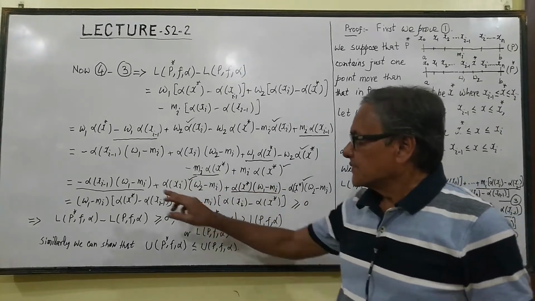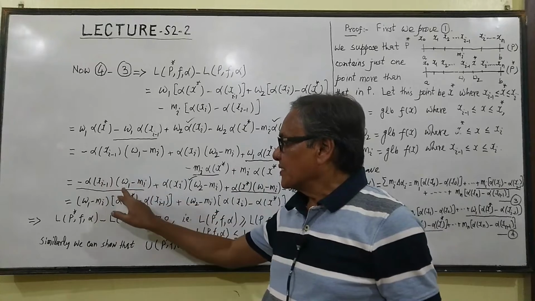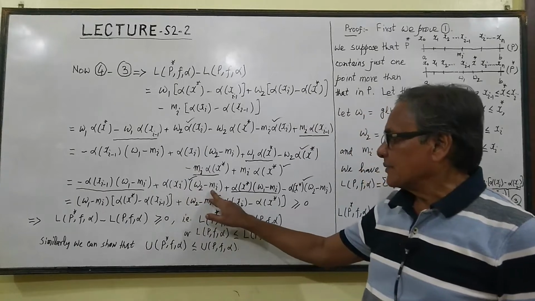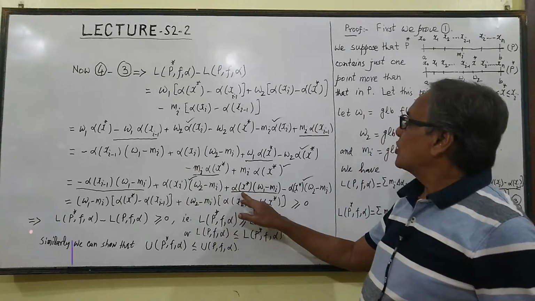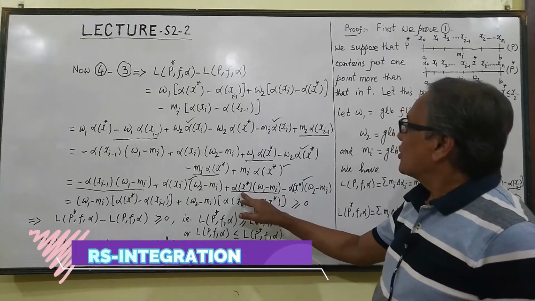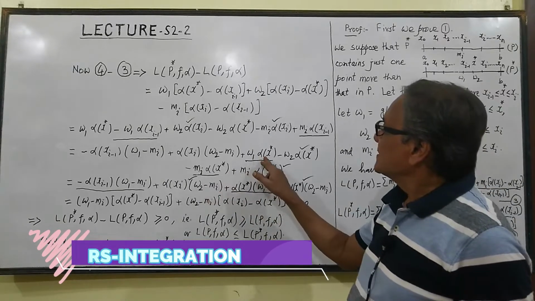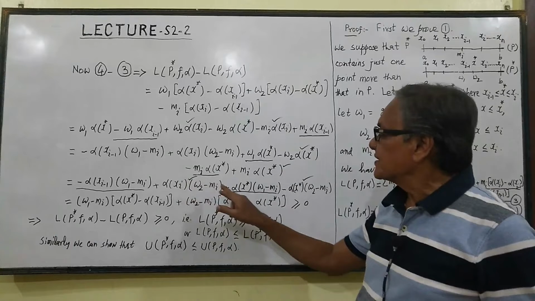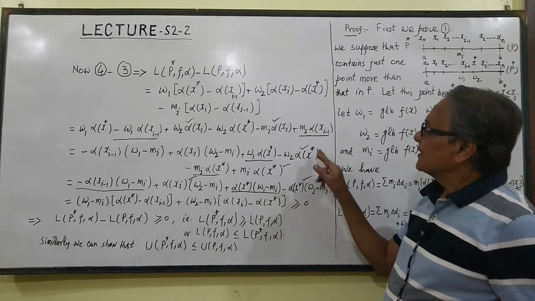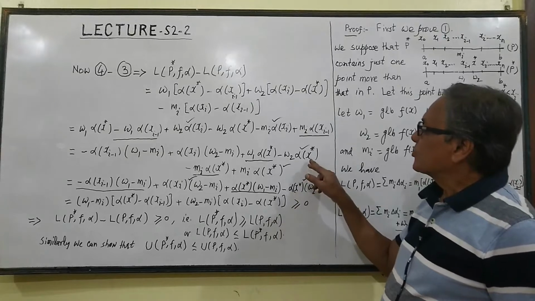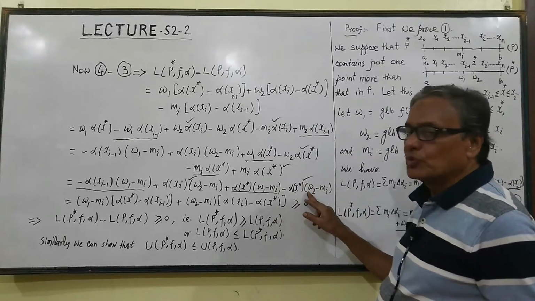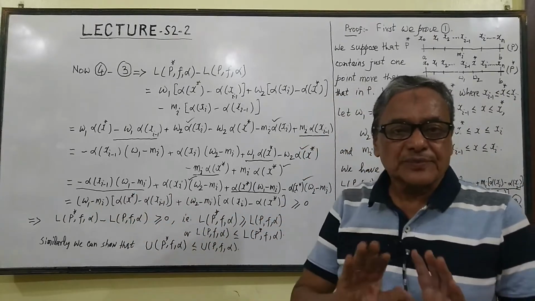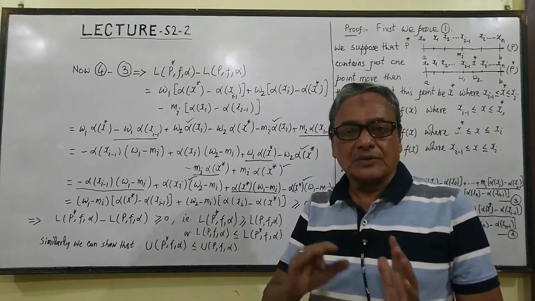So now what will happen? It remains minus alpha xi minus 1 times W1 minus mi plus alpha xi times W2 minus mi, and then we take common alpha x star from these two terms plus alpha x star. On taking common, we will be left with W1 minus mi, and from these two remaining terms, on taking minus alpha x star common, we will be left with W2 minus mi. So now we have completed the expression in the form of either W1 minus mi or W2 minus mi.